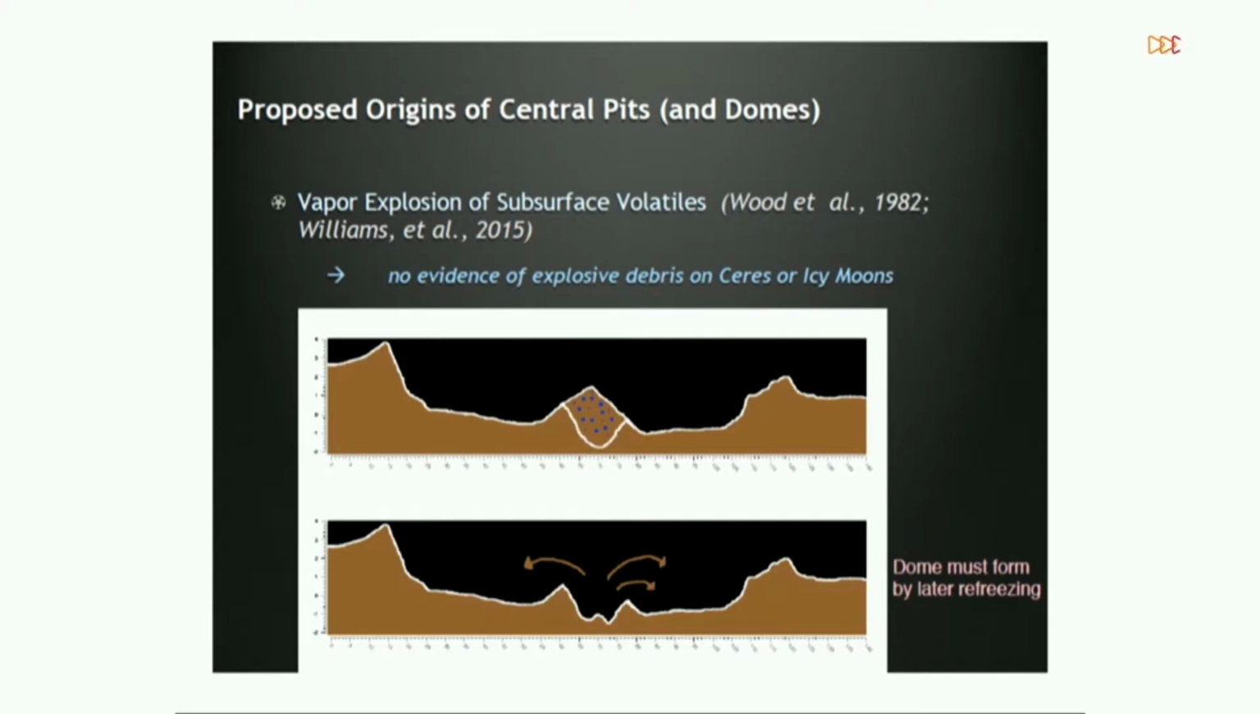Now, I'm going to go through the proposed mechanisms. There are at least 5 proposed mechanisms for central pits on icy satellites. And if anybody tells you they know how central pits form, they're liars. It's fake theory. It's sad. But we'll go through them anyway, just for the fun of it.